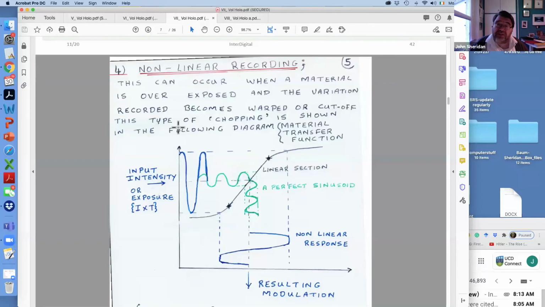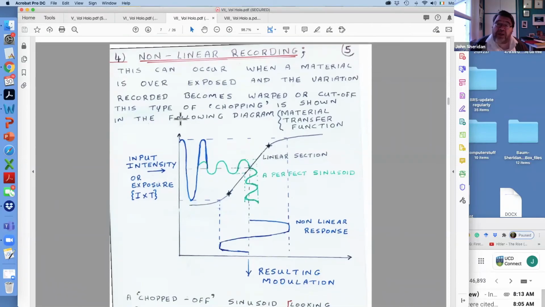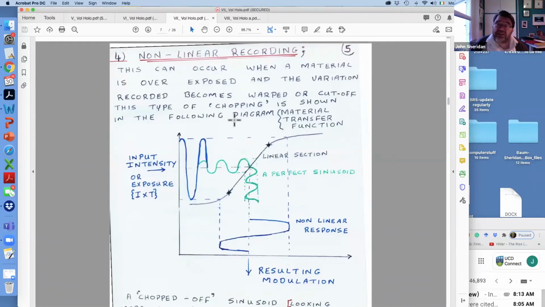So the other source is nonlinear recording. And this can occur when a material is overexposed. And this is an example. So there are many different ways in which we can get nonlinear recording, but this would be one particular example with which you should be familiar. And this is the idea of overexposure, okay? And the variation recording becomes warped or cut off, and this type of chopping is shown. So this is a saturation type effect.